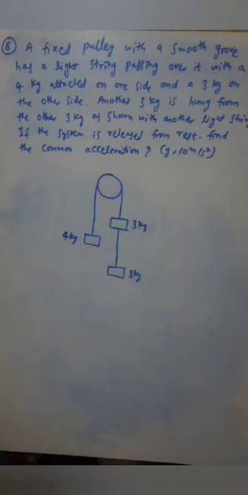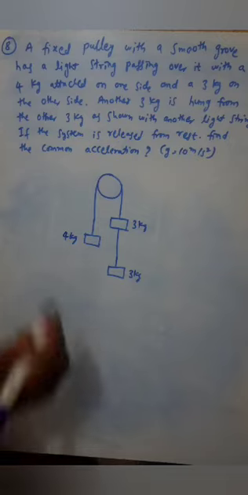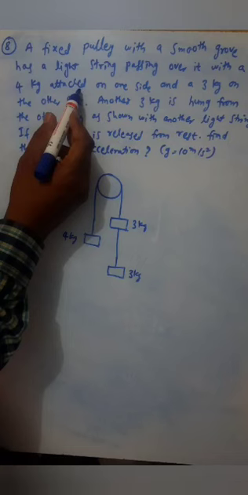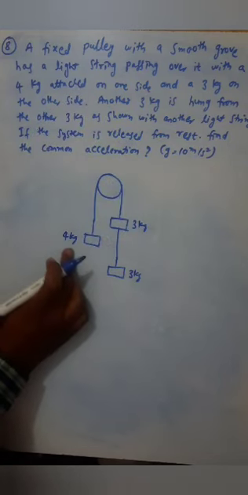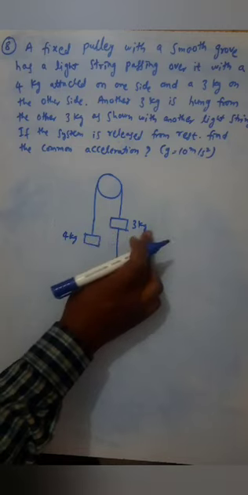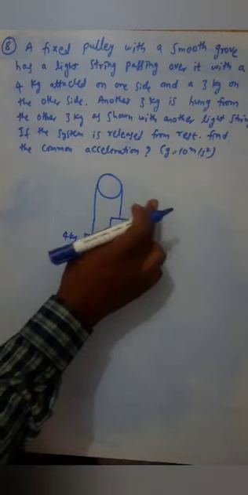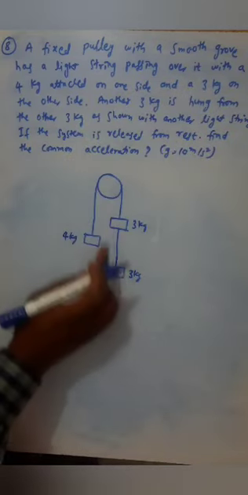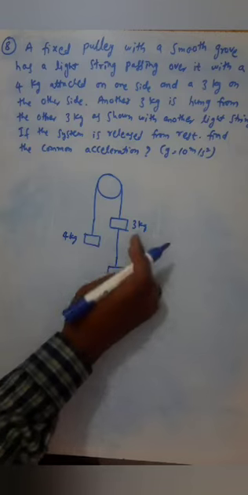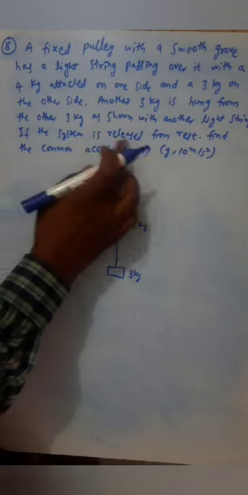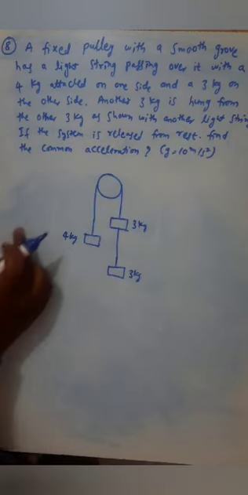See the 8th problem in the exercise. A fixed pulley with a smooth groove has a light string passing over it with a 4 kg mass attached on one side. On the other side a 3 kg mass is attached, and another 3 kg mass hangs from that 3 kg with another light string. If the system is released from rest, find the common acceleration.